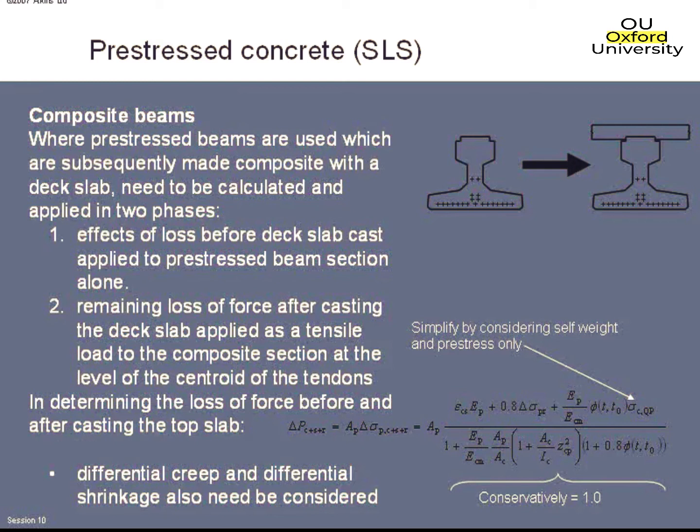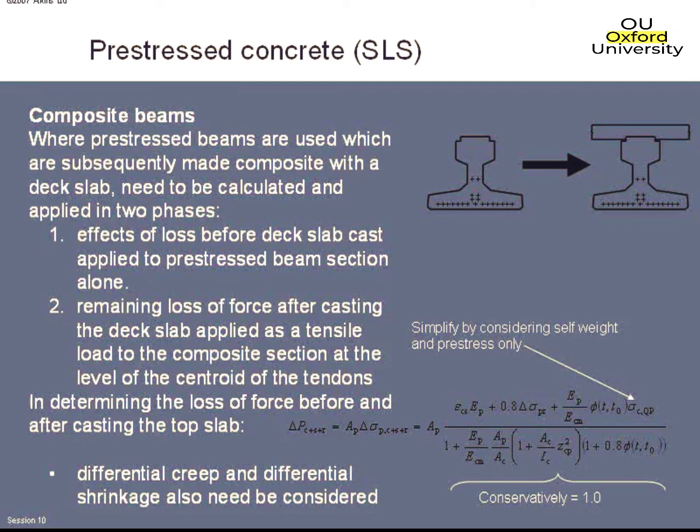Strictly speaking, if we have a pretension beam and then we make it composite, we should calculate our total loss, but then apply only that part of the loss that occurs during the time the beam is there without the slab to that cross-section property. The remainder of the loss we should strictly apply as a tensile force at the level of the pre-stressing to the composite, because that loss is effectively happening on the composite section, not just the pretension beam.